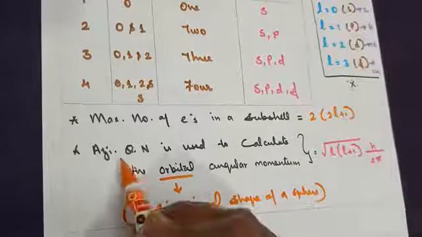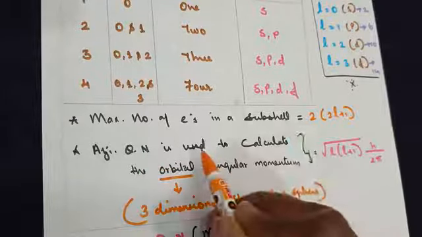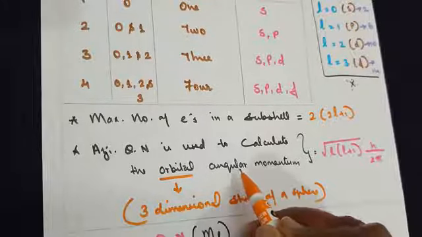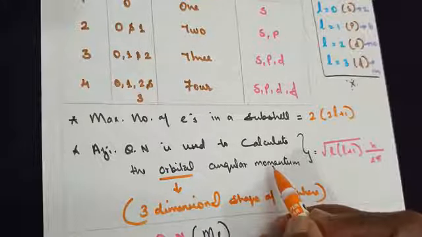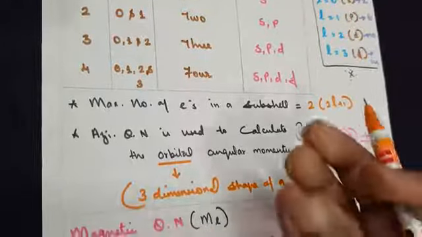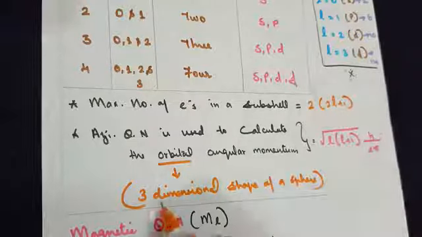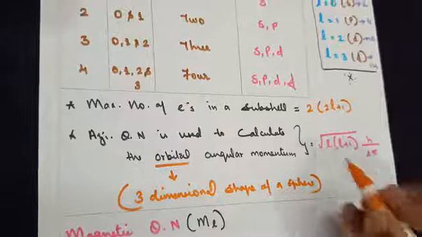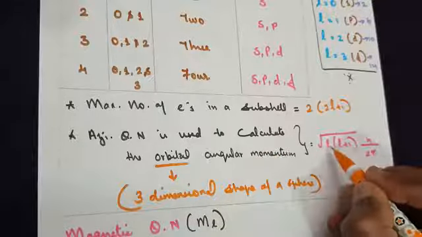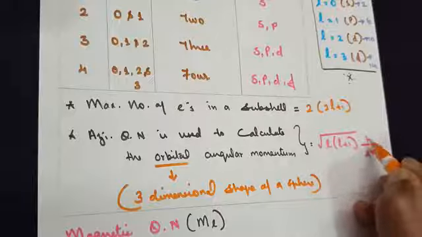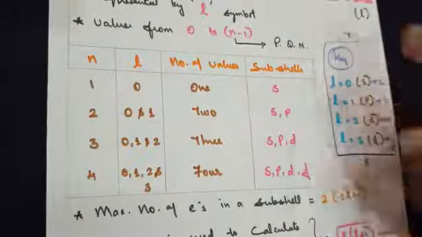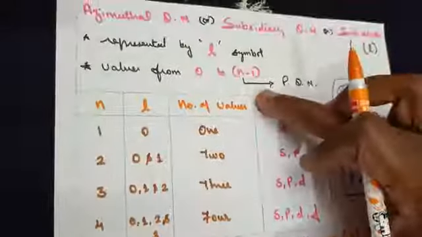The azimuthal quantum number also helps us to calculate the orbital angular momentum. I told you earlier, angular momentum stands for the motion of a rotating body. The atom is considered to be a sphere, a three-dimensional shape. The formula for calculating the orbital angular momentum is square root of L into (L plus 1) times h by 2 pi. I'll come back to this later, in terms of the azimuthal quantum number.